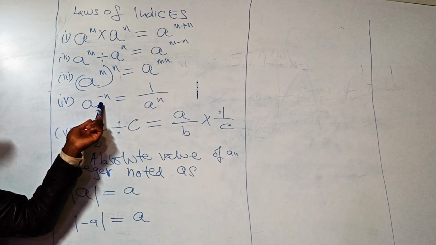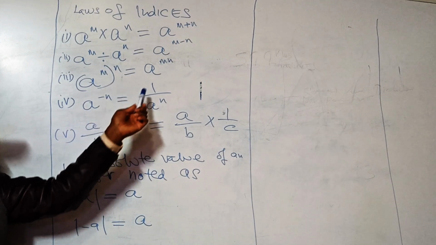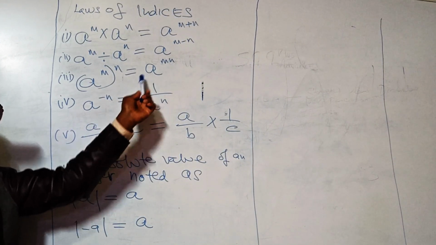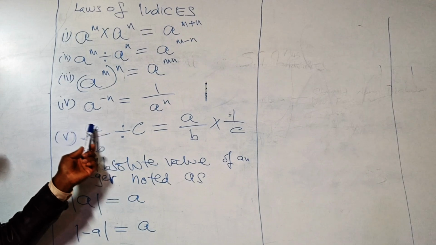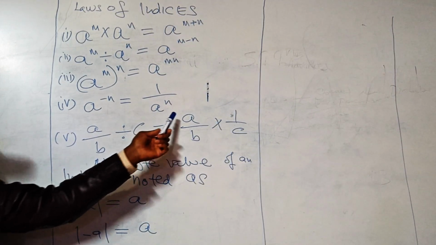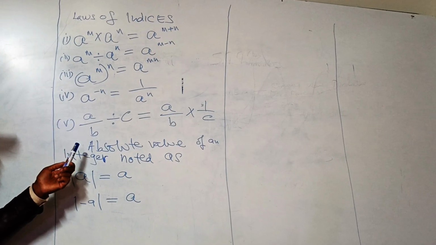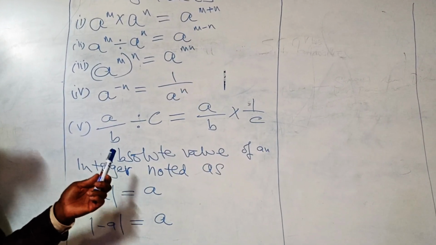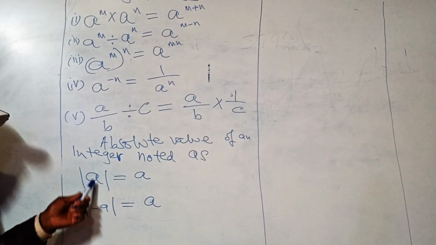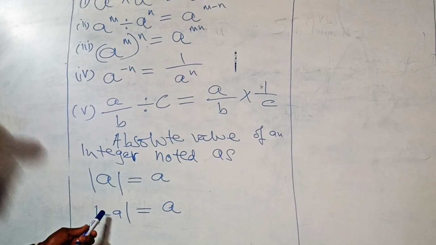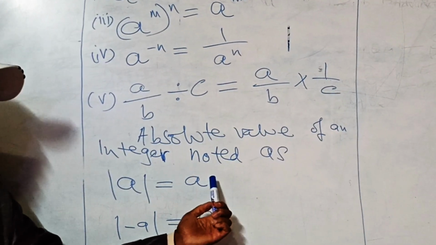When you have the power as negative, it is the same as 1 all over a to power positive n. So now the negative disappears. We have 1 all over a to power n. When you have a fraction a divided by b, a over b, divided by c, it is always equal to a divided by b times 1 all over c. For any absolute value noted as a with two parallel lines, it is always equal to a. And when you have negative a with the two parallel lines, it is always equal to a, because when it is absolute, we always take the positive value.